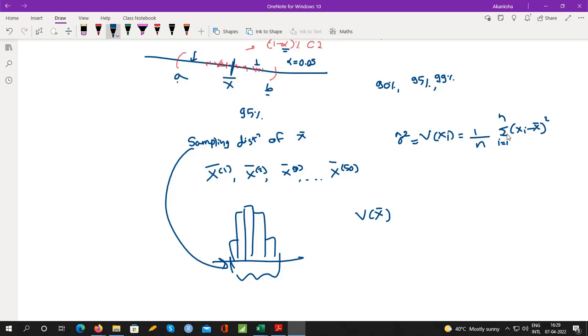Hello, do you know this formula? Yeah, we know it. So now using this formula I have to talk about variance of x bar.